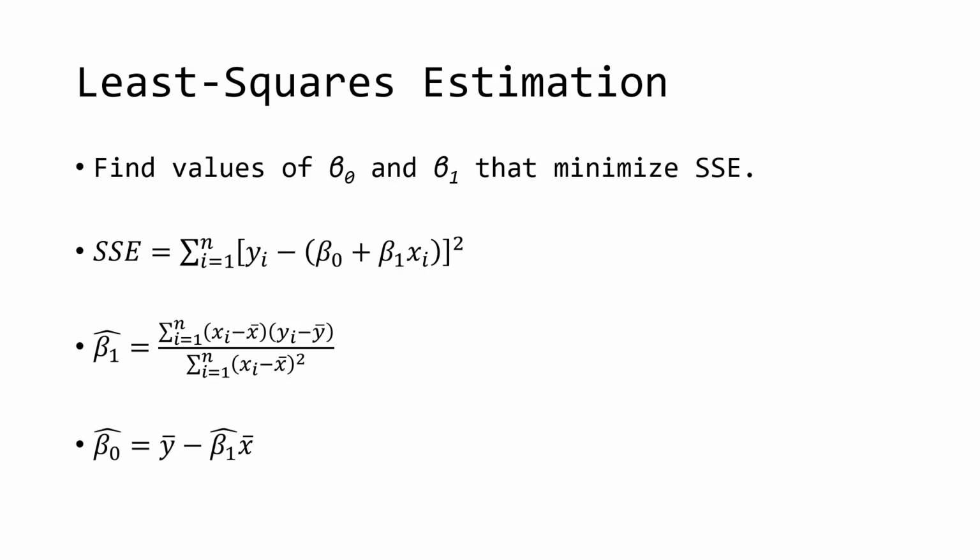To find the value of each of the parameters beta naught and beta 1 that minimize SSE, we take the partial derivative of SSE with respect to each parameter and set them equal to 0, and then solve for beta naught and beta 1. I'll spare you the calculus and get right to the solution, which is very satisfying. The equation for beta 1 can be simplified even further as the covariance of x and y divided by the variance of x.